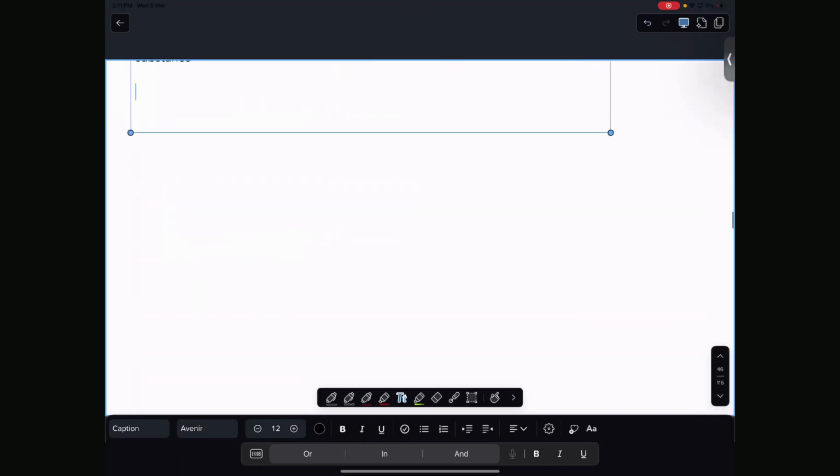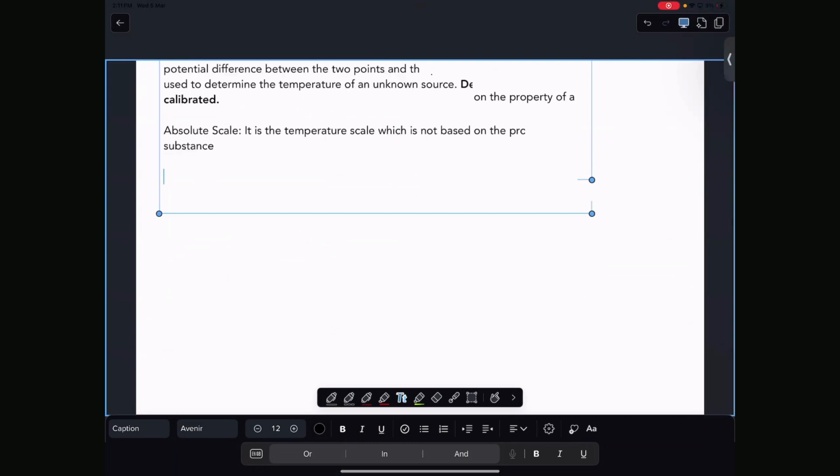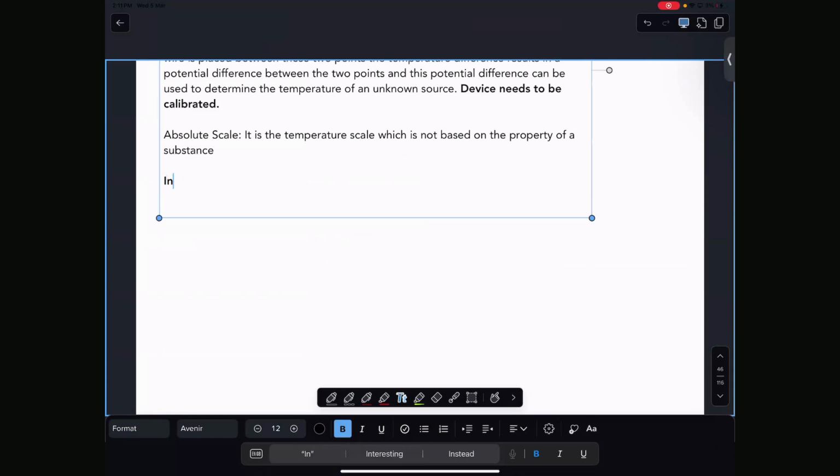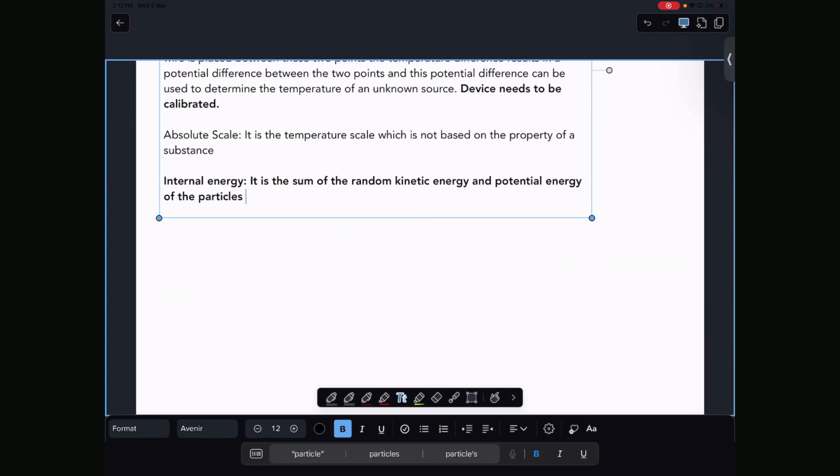Right, so first definition is what is internal energy. These are very common and important as well. So internal energy definition, what is it? It is the sum of the random kinetic energy and potential energy of the particles. Adding a word here is better: sum of the random distribution of kinetic energy and potential energy of the particles.